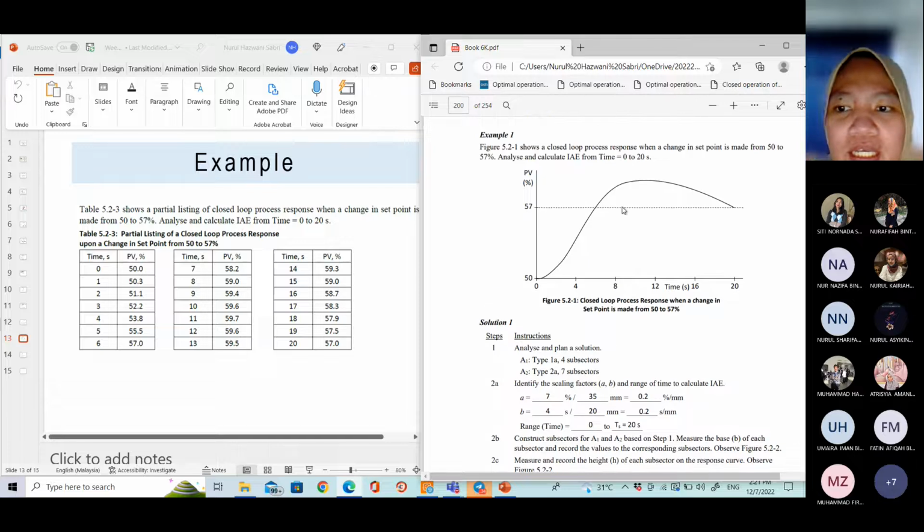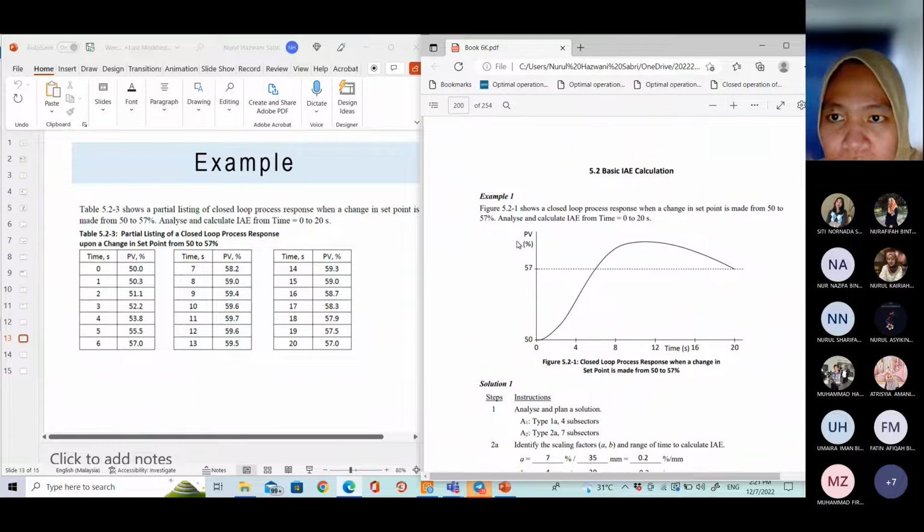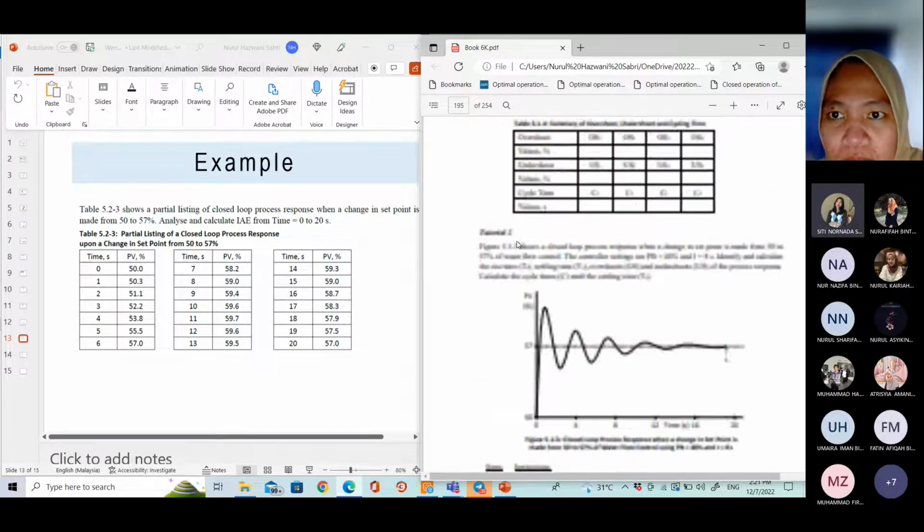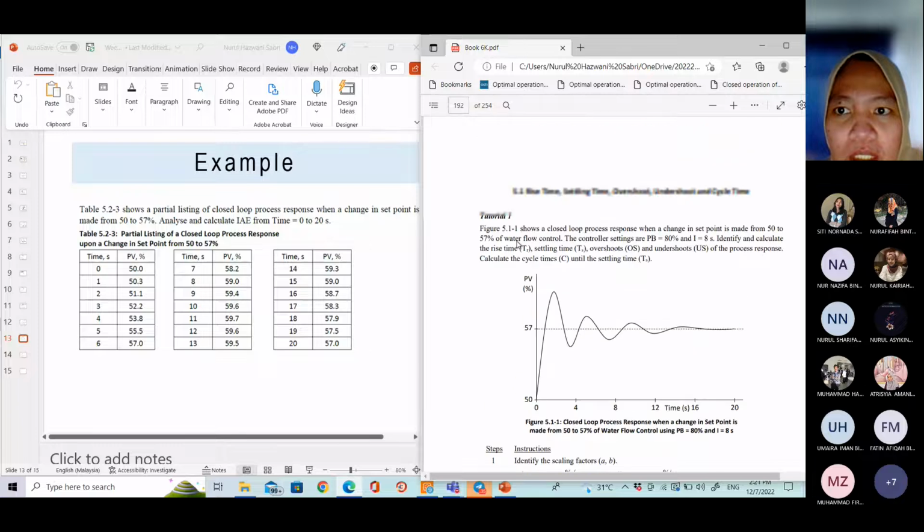So basically, it is the same table, the value of this data. If you plot this data, you can get this kind of response. You can imagine that from 0 to 6 seconds is area 1 here, and from 6 to 20 would be the overshoot part. Can you understand?